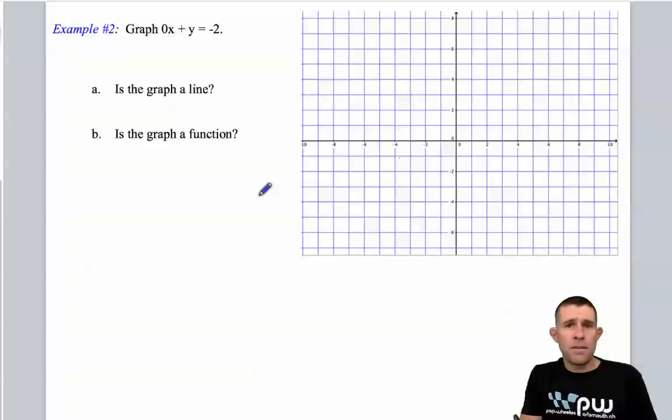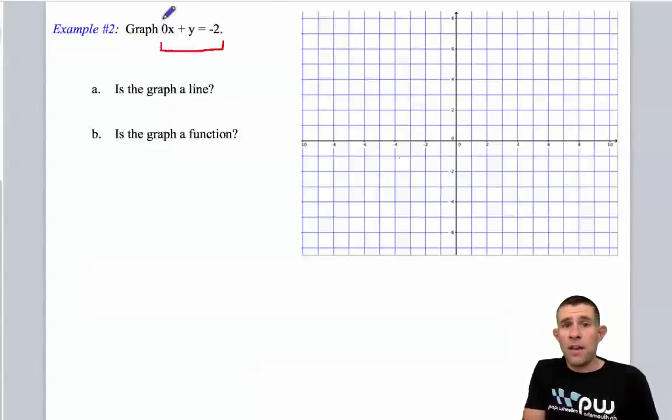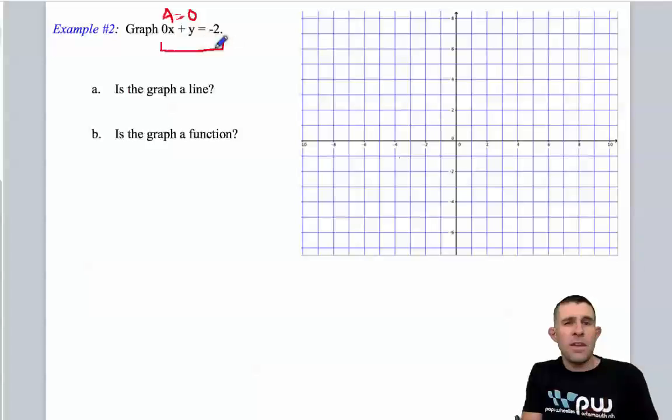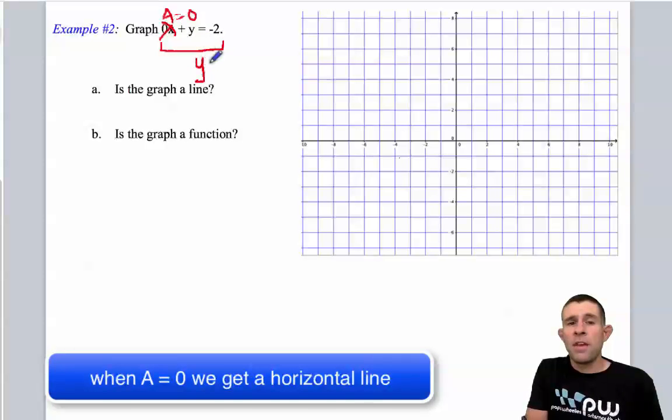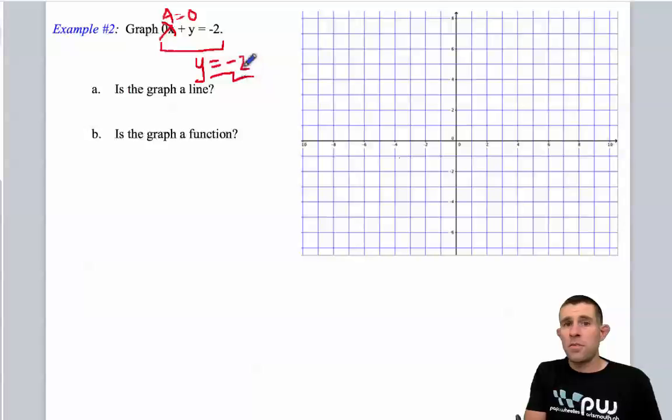All right, let's try another example. Here we have the standard form of the equation 0x plus 1y equals negative 2. Now, it looks like our value for A is equal to 0. Remember the interesting case when this happened, this is actually going to cancel out, and I'm going to be left with this y equals negative 2. And if you remember, it was actually a horizontal line, and this is going to be a horizontal line that passes through on the y-axis at negative 2.